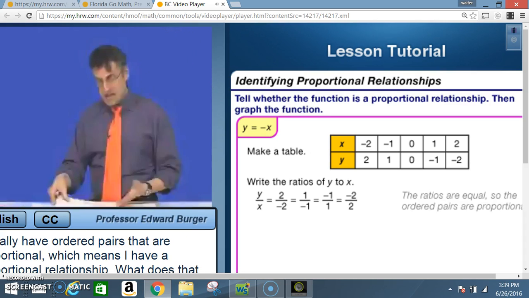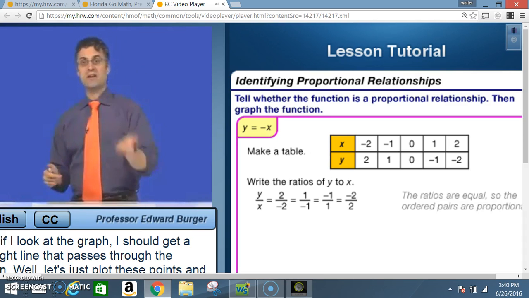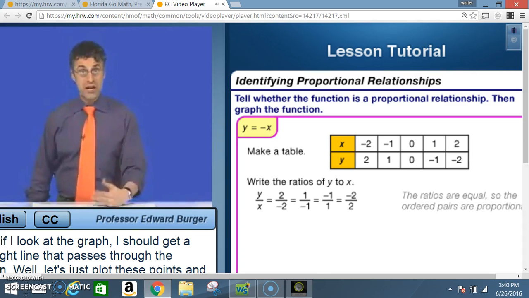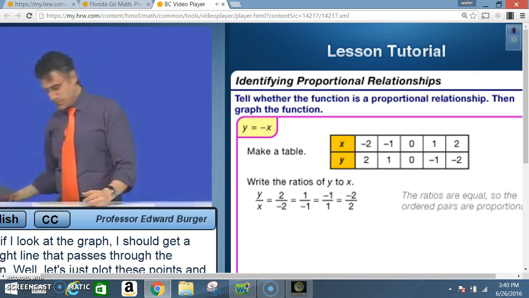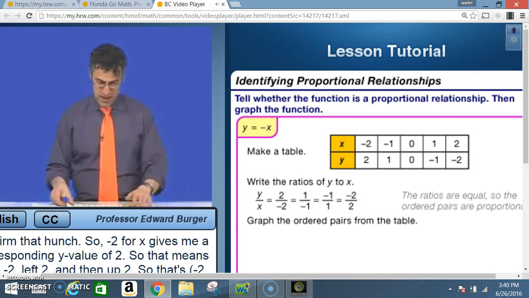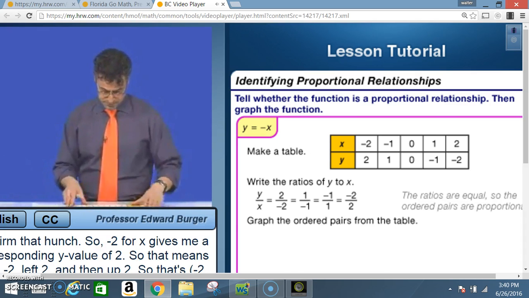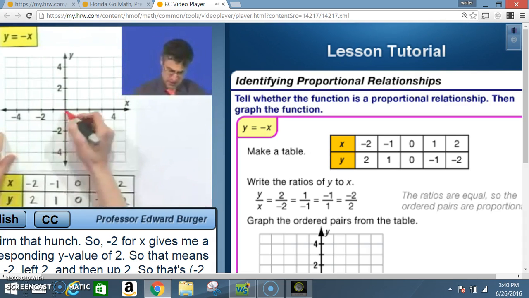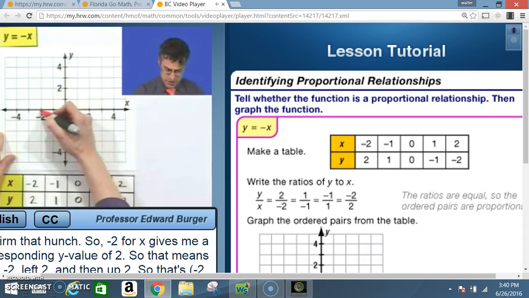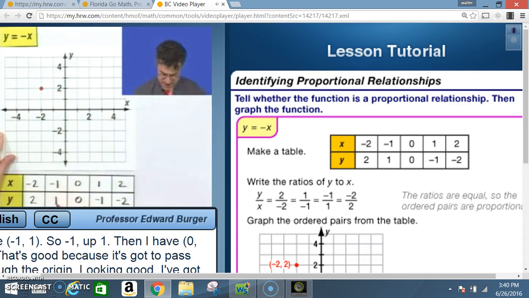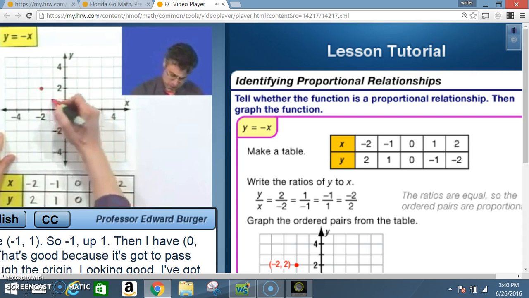What does that mean? It means that if I look at the graph, I should get a straight line that passes through the origin. Well, let's just plot these points and see if, in fact, we confirm that hunch. So negative 2 for x gives me a corresponding y value of 2. So that means I go negative 2, so left 2, and then up 2. So that's negative 2, 2. Then I have negative 1, 1. So negative 1, up 1.